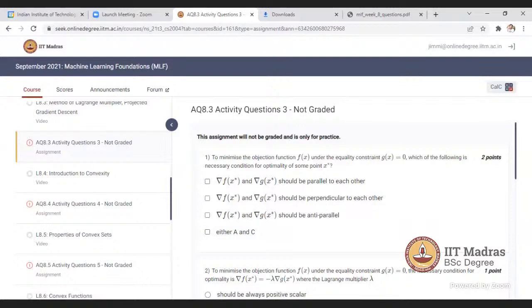So they were discussing this option as either A and C. Actually, it should be written something like either A or C, then this option would be correct. But the question is framed in such a manner that some language barrier is there. I think all of you know the answer. It should be either parallel or anti-parallel; in both cases, this is the criterion. Okay, does anyone have any doubt?